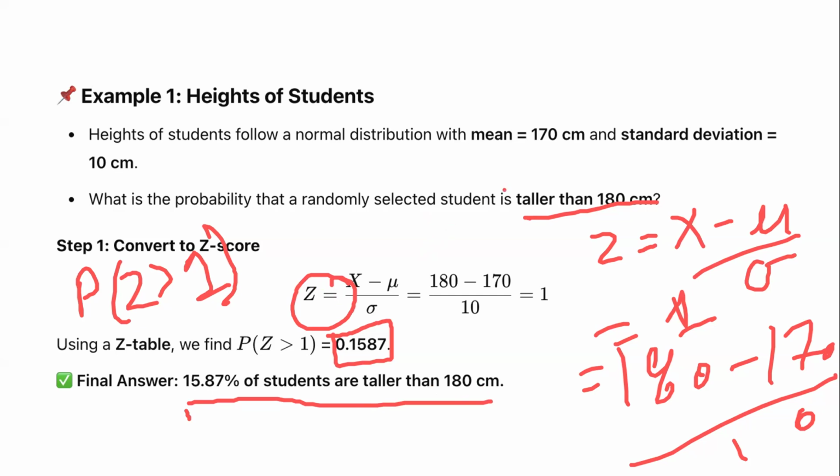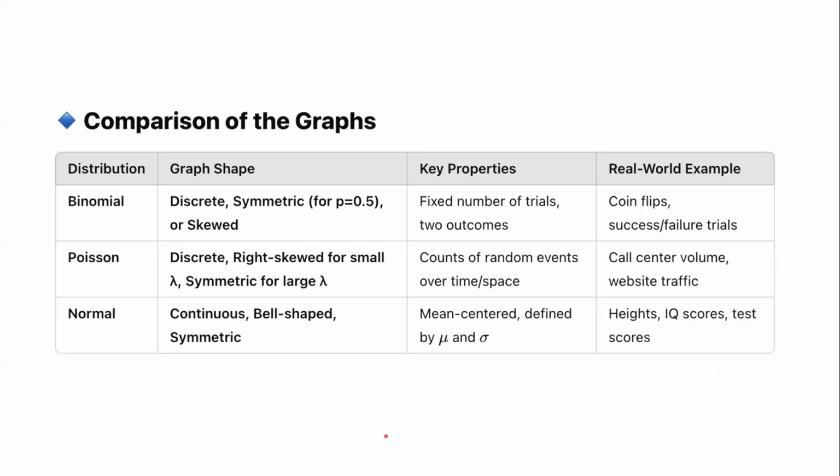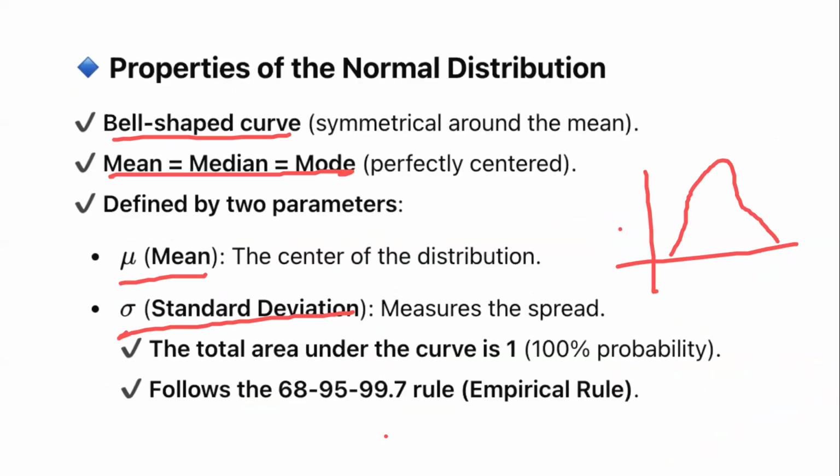Anyone? I just told you, right? Z score tells us how far that value is. How many standard deviations away is that value? Okay. Got it? Cool. Let's move to the next thing. So yeah, we'll be comparing them later.